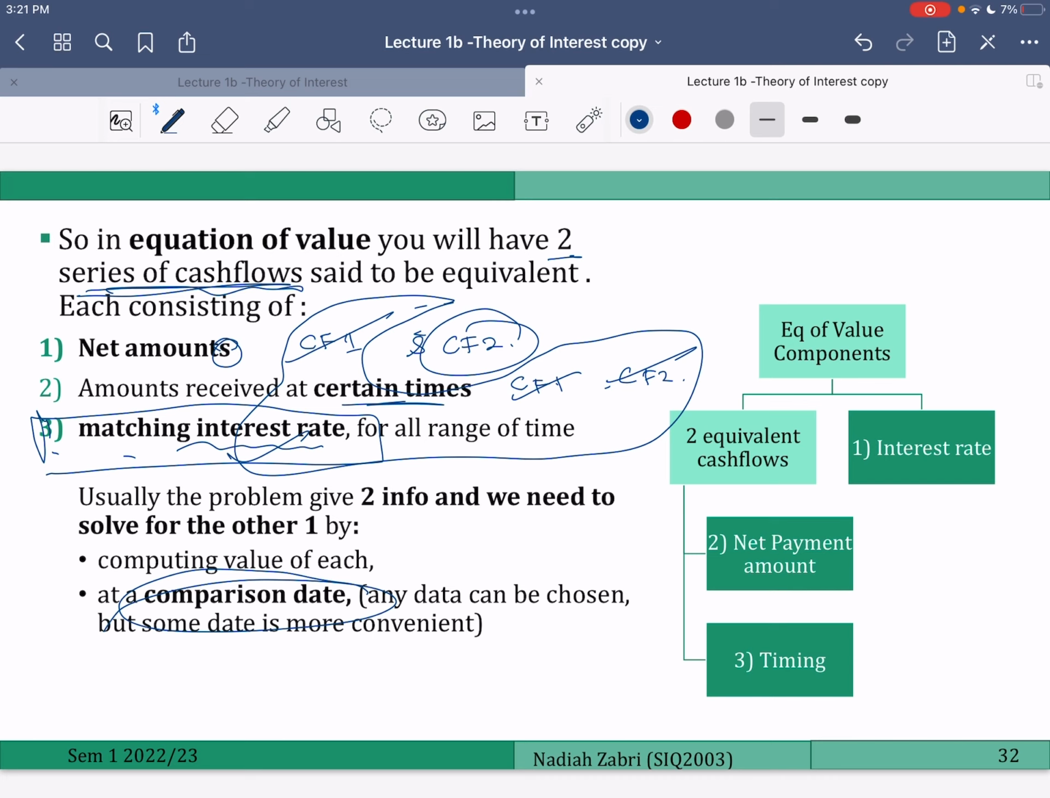However, there will be examples throughout your course where you are comparing two different cash flows that follow different accumulation structures. For example, one is using compound interest and one is using simple interest. In those cases, if you are doing an equation of value, you need to specify the comparison time. You are saying these two cash flows are equivalent at time 10. Only at time 10 they are equivalent. If you compare at time 9, they are not going to be equivalent because they follow different interest structures.